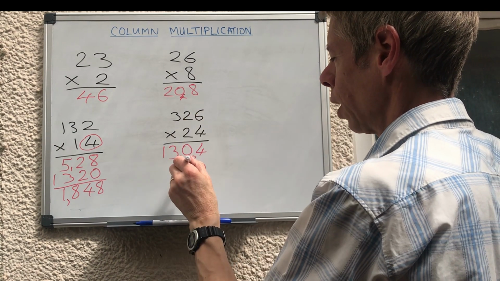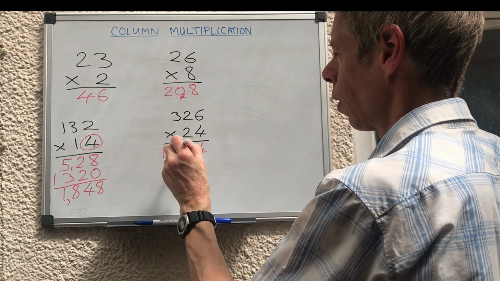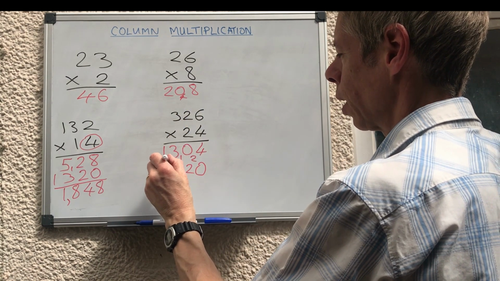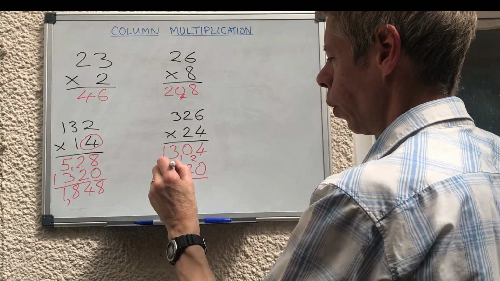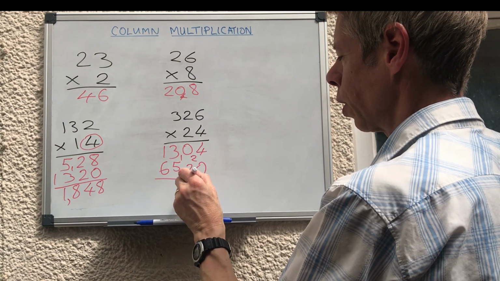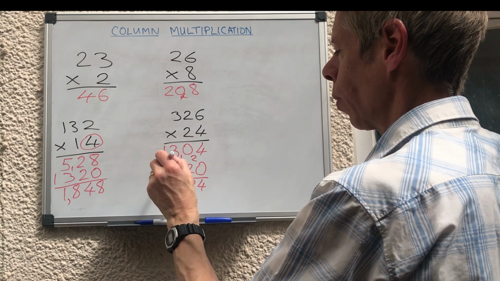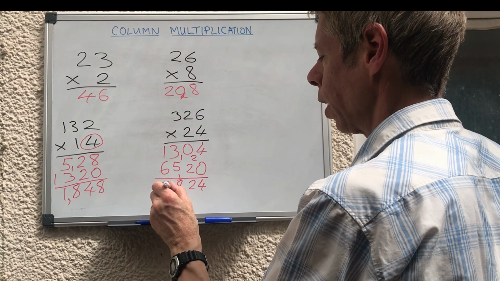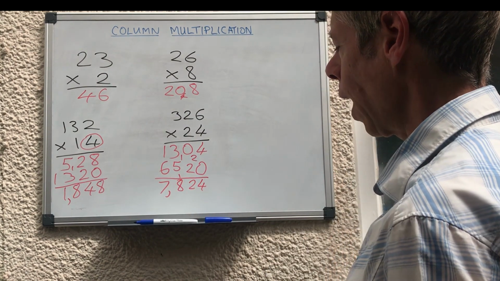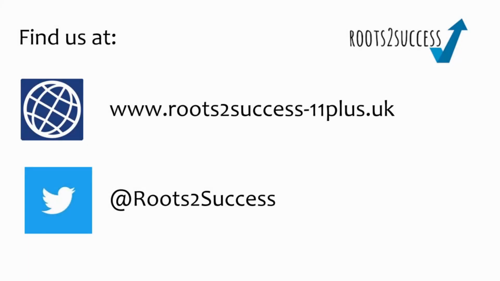2 times 6 is 12. 2 times 2 is 4, add the 1, 5. 2 times 3 is 6. So all we've got to do now is add these together. 4 plus 0 is 4, 0 plus 2 is 2, 3 plus 5 is 8, and 1 plus 6 is 7. So the answer is 7,824.